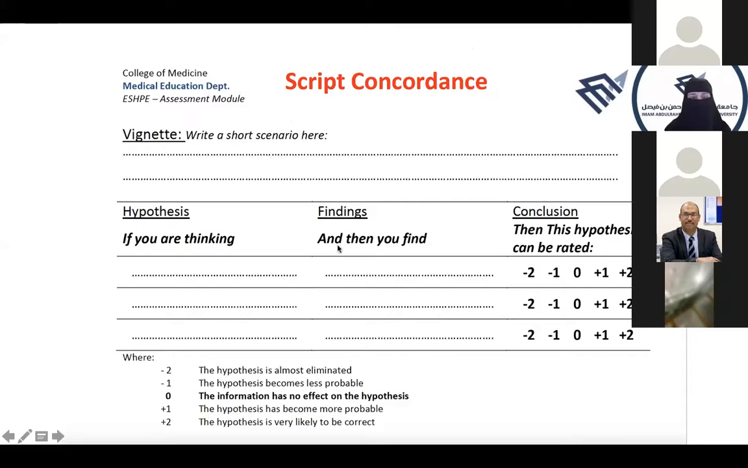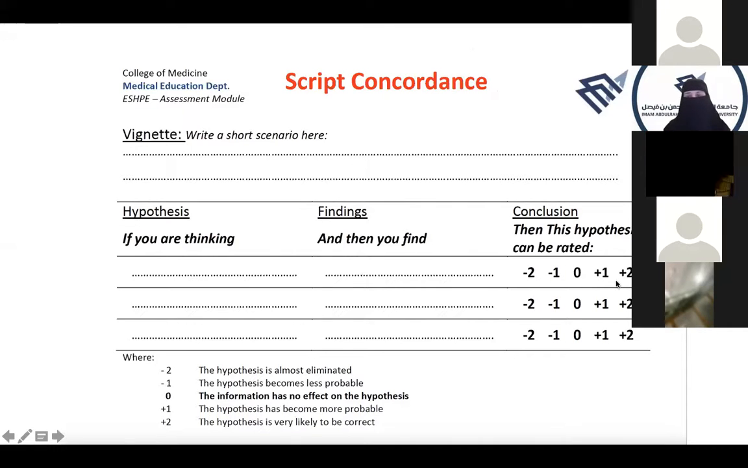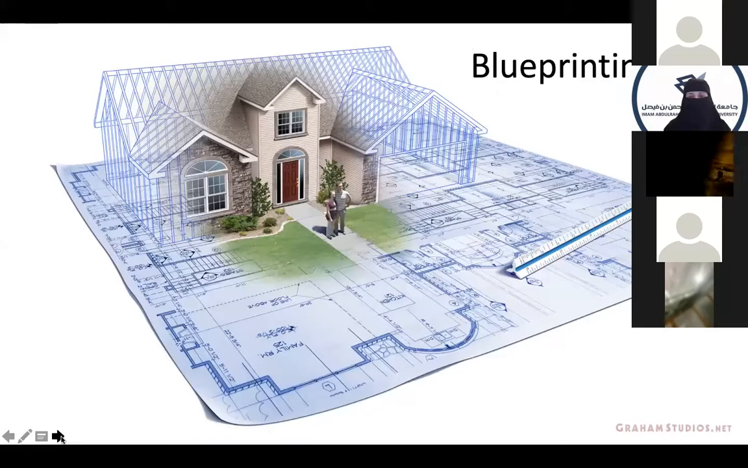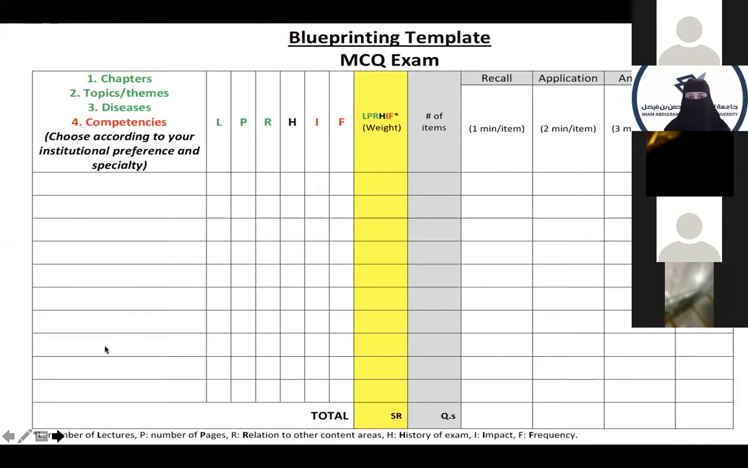But one of the enjoyable activities was script concordance. So we were giving them hypotheses and certain findings, and they had to score this, whether -2 to +2. And then we told them how the scoring works, which was a bit tricky for this part, but they really loved it. Blueprinting was also given a big chunk of the assessment module. So they learned how to do blueprinting for the course.